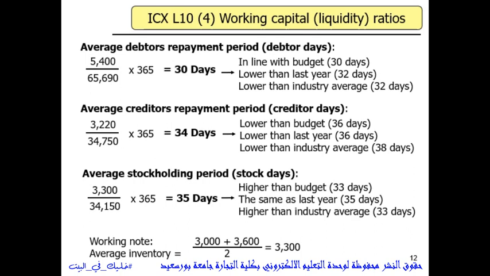And finally, we move to the liquidity ratios. There are three main ratios in the liquidity ratios. They are average debtor repayment period, which is equal to closing receivable divided by sales multiplied by 365. The average creditor repayment period, which is equal to closing payable divided by purchases multiplied by 365. The average stock holding period, which is equal to average inventory divided by cost of goods sold multiplied by 365. How to calculate the average inventory? It's equal to opening inventory plus closing inventory divided by 2.